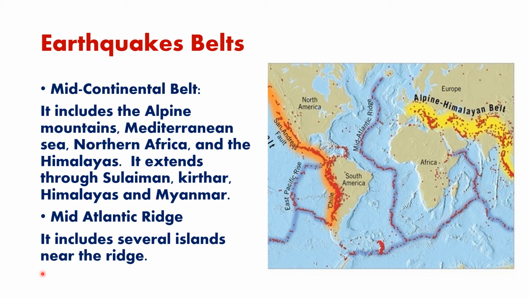Mid-continental belt. See, this is the mid-continental belt. Here you have West Asia, and above West Asia you have the Mediterranean Sea and Europe, and also Africa. It includes the Alpine Mountains, Alps, the Mediterranean Sea, Northern Africa, and the Himalayas. It extends through Sulaiman, Kirtar. Sulaiman and Kirtar are two important mountains found in Asia, Himalayas and Myanmar.